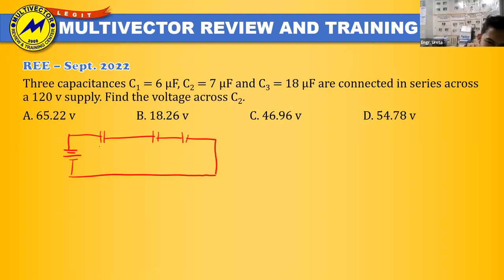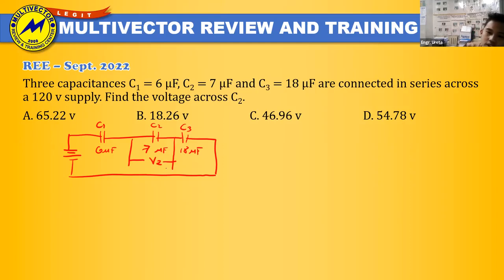Okay, sabi C1, 6 microfarad. C2, okay, C2 is 72 microfarad. And C3 is 18 microfarad. 72 na lang. Okay, so C1, C2, and C3. Okay, sabi, find the voltage across capacitor 2, which is V2.